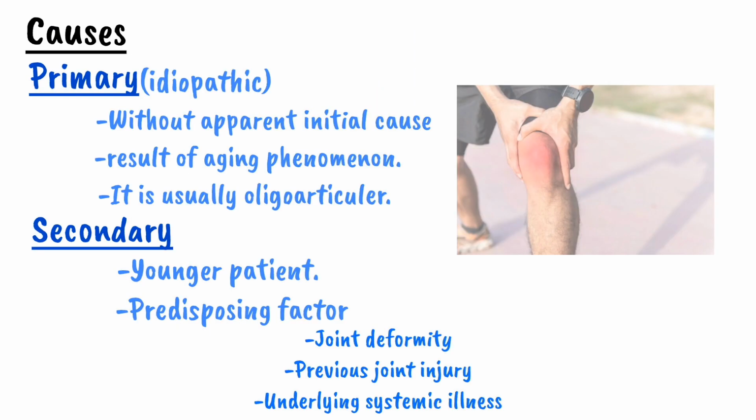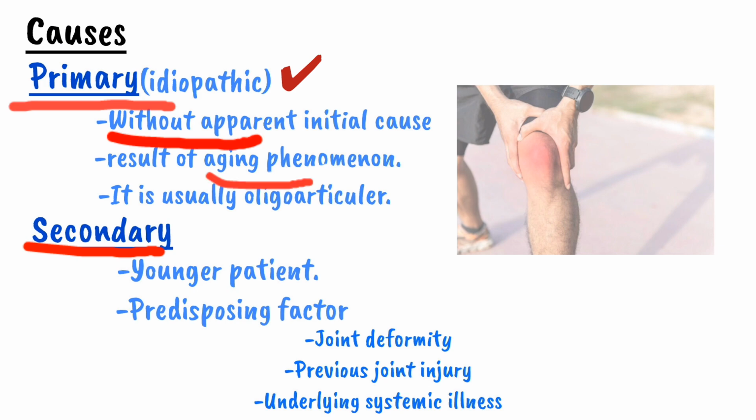What causes osteoarthritis? The causes are divided into two types, primary and secondary. The primary is also called idiopathic. It is without any apparent initial cause. It results from the aging phenomena. Due to aging, there will be wear and tear of a joint, so it will cause arthritis. It is usually oligoarticular, which means it usually involves a single joint.